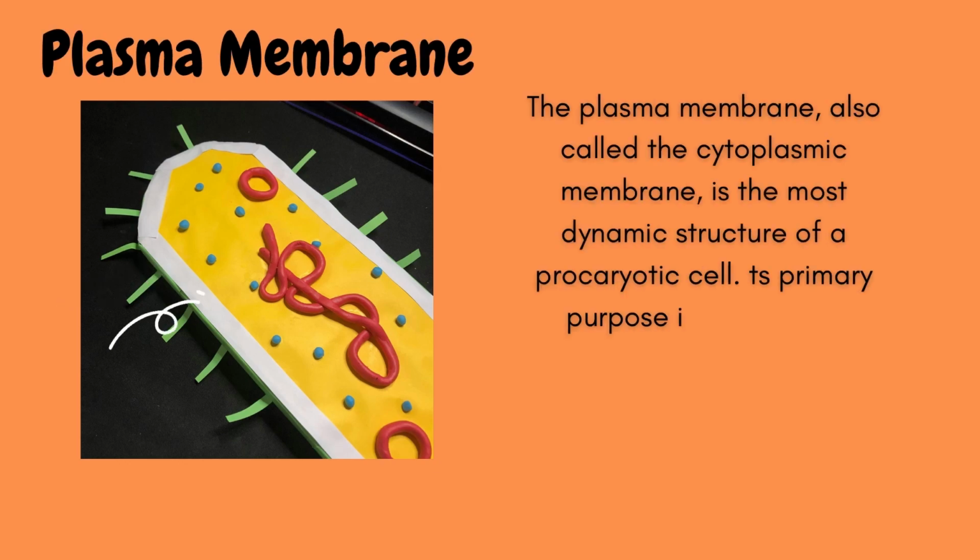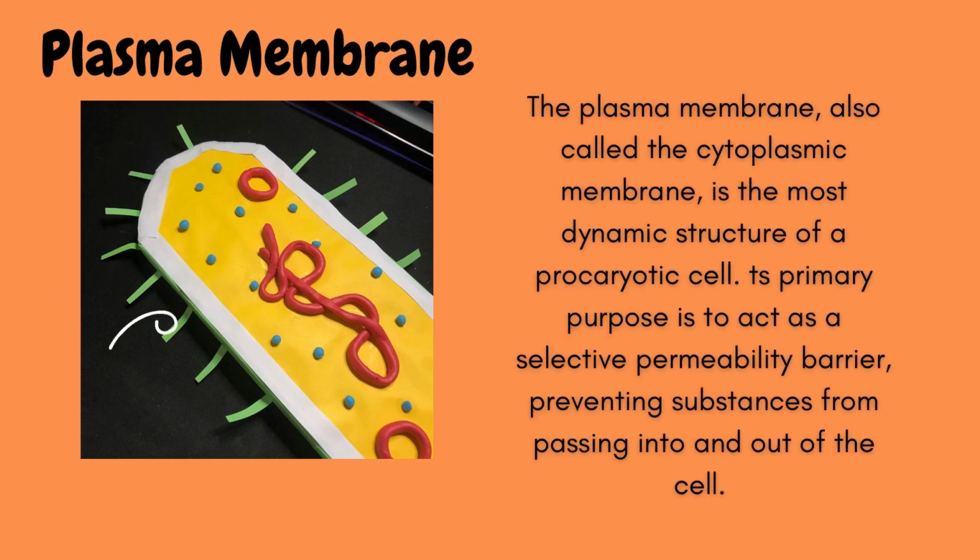Plasma membrane. The plasma membrane, also called the cytoplasmic membrane, is the most dynamic structure of a prokaryotic cell. Its primary purpose is to act as a selective permeability barrier, preventing some substances from passing into and out of the cell.